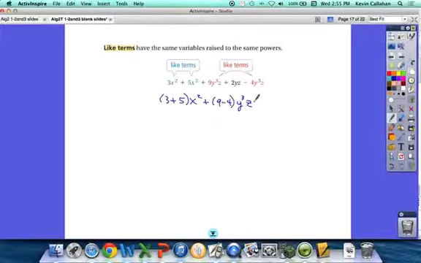And then what about the 2yz? Will we be able to put that with any of the other terms? No, because there's no other term that has exactly y to the first, z to the first. We just have to say that's 2yz. Okay, 3 plus 5 is 8x squared plus 5y to the third z plus 2yz. That's simplifying. Most of our simplifying is just combining like terms.